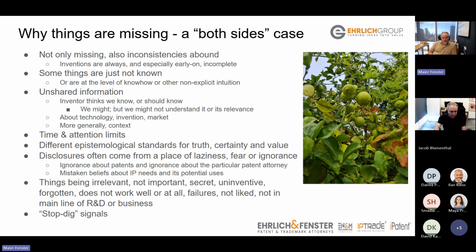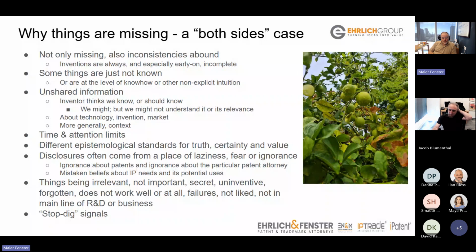In addition, there are all sorts of things that the inventor might believe are irrelevant, not important, secret, not inventive, simply forgotten. I did mention the inventor was working for months on the invention. It doesn't work well, a failure, something they don't like, something that's not in the main line of the R&D or in the main line of the business. All of these are reasons why things are not provided.